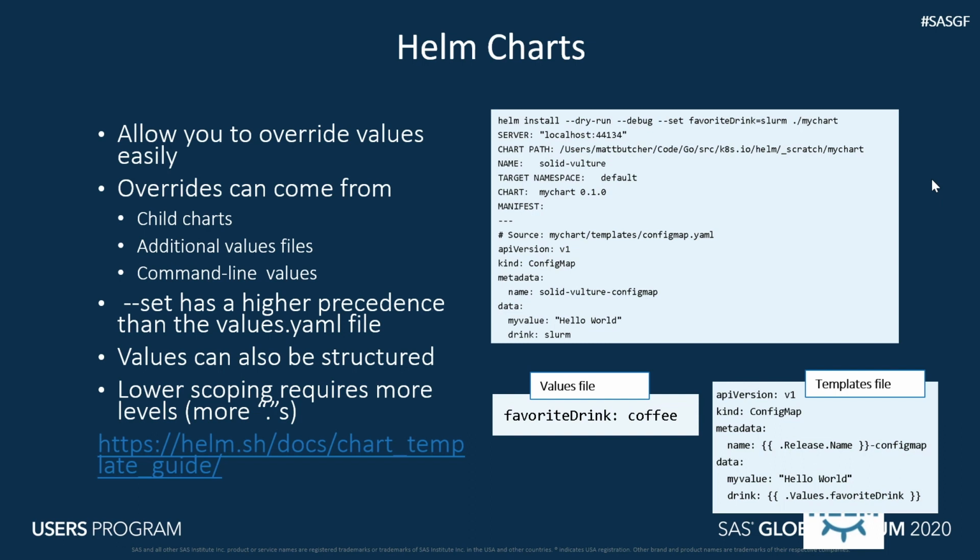So we talk about Helm charts on the right-hand side there. Note that when we're installing, you have a dry run debug. Again, this is just to try it without actually applying to the cluster, but note the one that says --set favorite drink equals slurm. When we run that, instead of getting the value in our values file, we will actually get the substitution of what we supplied on the command line with that --set option.